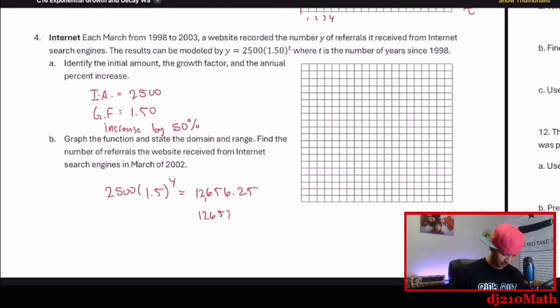Somehow we have to draw this. So if these are by thousands, man, it's going to get exponentially big. So 1, 2, 3, 4, 5, 6, 7, 8, 9, 10, 11, 12, 13, 14, 15. All right. So at 0, it's going to be 2,500. At 1, it's going to be a little bit more than 3.